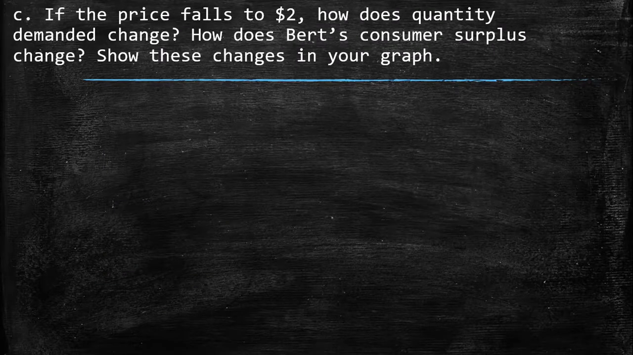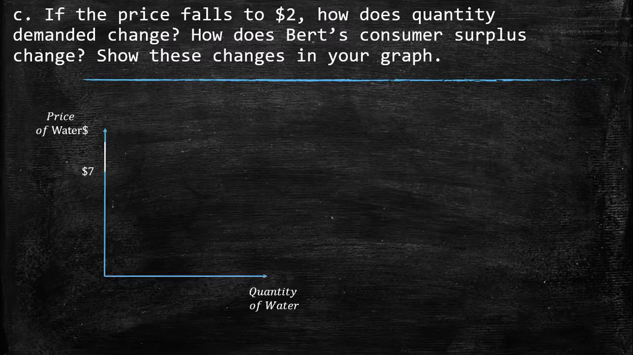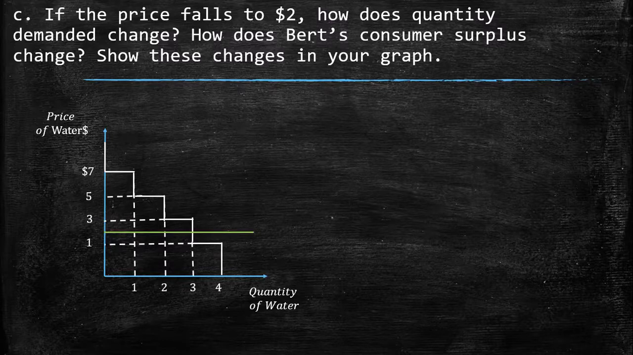C. If the price falls to $2, how does quantity demanded change? How does Bert's consumer surplus change? Show these changes in your graph. So here again we have our demand curve, and here we have the price, which is 2. So in this case, Bert will demand 3 bottles of water.